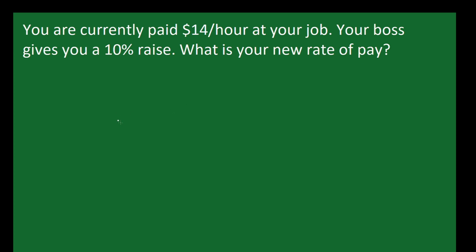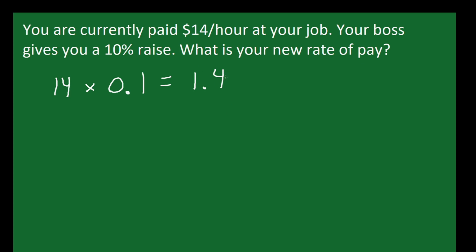10% raise, so same type of question as the last one where we have an amount of money that is increasing, and they want to know what you're now going to be getting paid. So again, one way you can do this is you can say $14 an hour multiplied by your 10%, so 0.1.